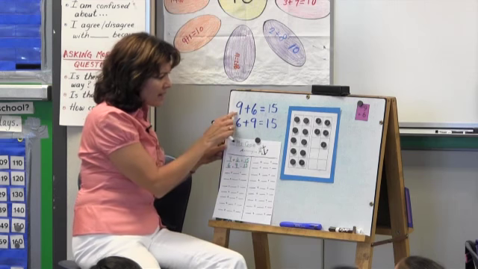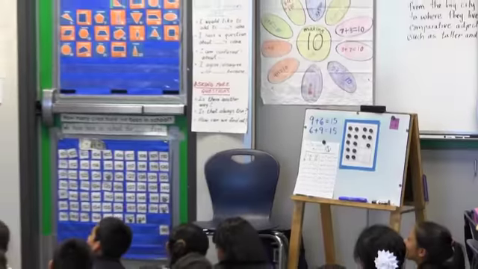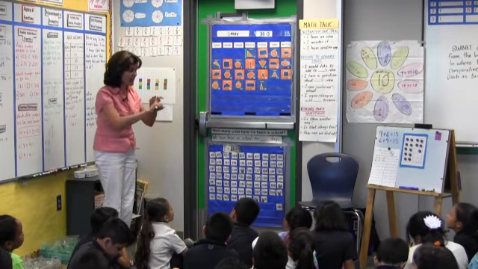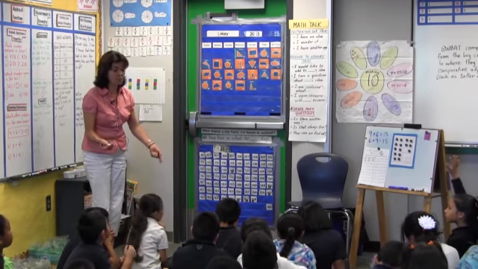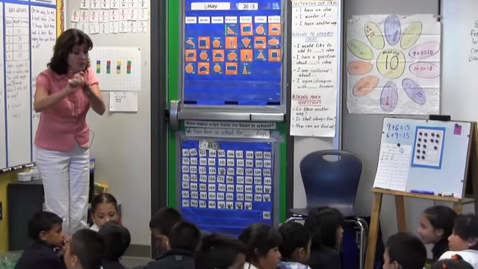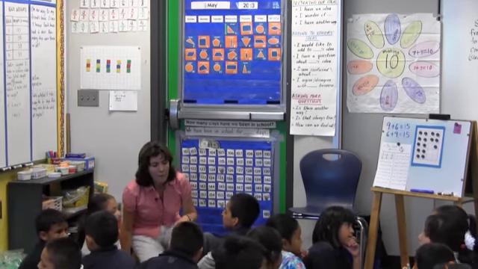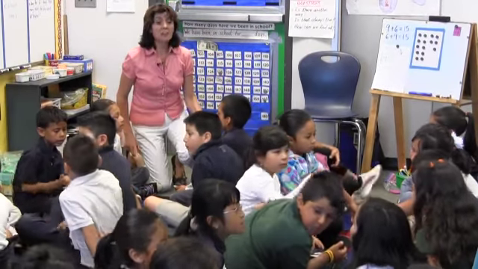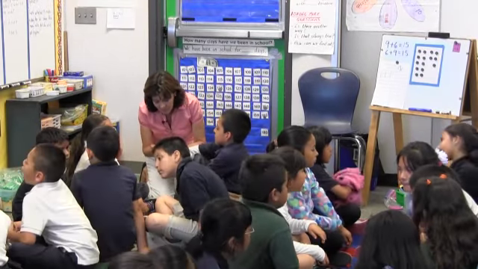So, if 9 plus 6 equals 15, and 6 plus 9 equals 15, how would it look if we are anchoring on 10? What would be the new number sentence? Turn to your elbow partner. What would be the next number sentence that I can write? Anchoring on 10. Tell him. 10 plus 5 equals 15. Don't forget the opposite. Or? 5 plus 10 equals 15.